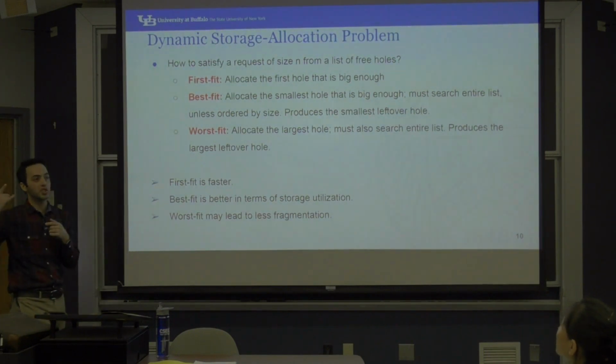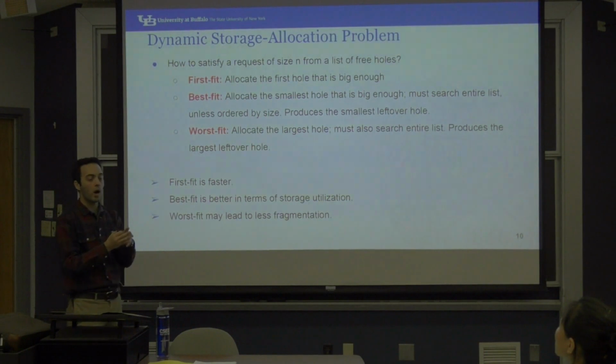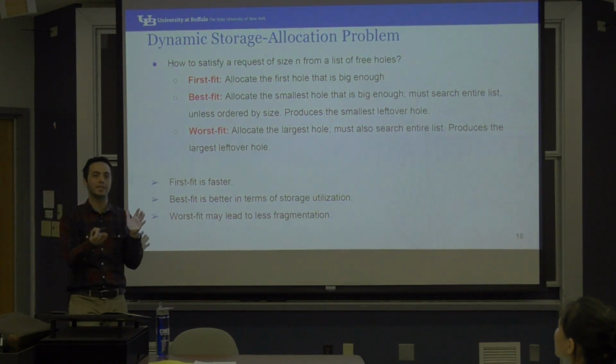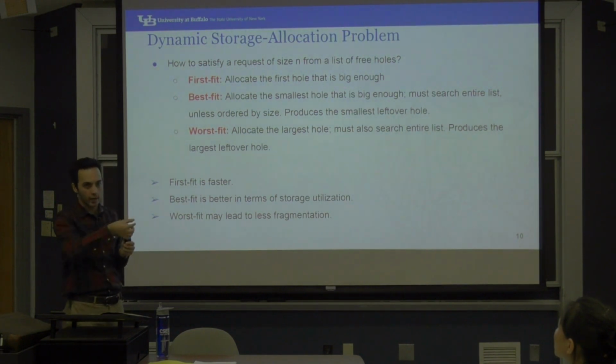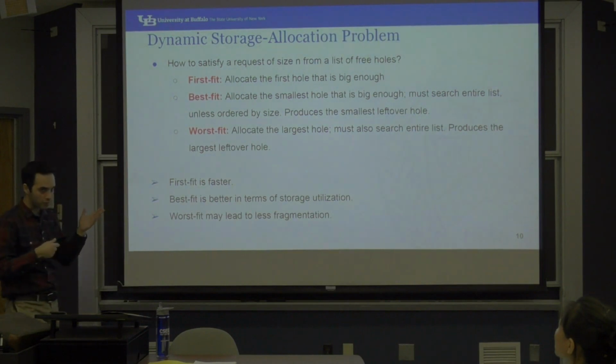Then best fit is where we allocate the smallest hole that is big enough, right? We check our new process against all the different available blocks, and among the blocks that we can fit this process in, we see which one is the smallest, so that we lose the slightest available memory in that block. So this is called best fit.